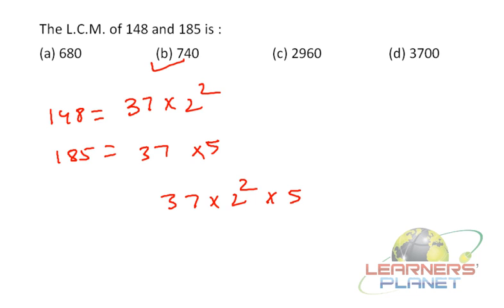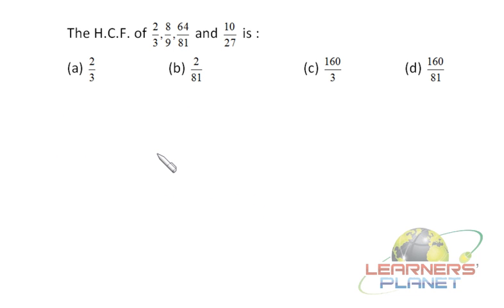Okay friends. Now in this question we have to find out the HCF of 2 by 3, 8 by 9, 64 by 81, 10 by 27. And what is the formula for HCF of fractions? That is HCF of numerators by LCM of denominators. So we have to find out the HCF of 2, 8, 64 and 10. It can be nothing else than 2. And the LCM of denominators 3, 9, 81 and 27: all of them are factors of 81. 3 is also a factor of 81, 9 as well as 27. So 2 by 81 will be the right choice.